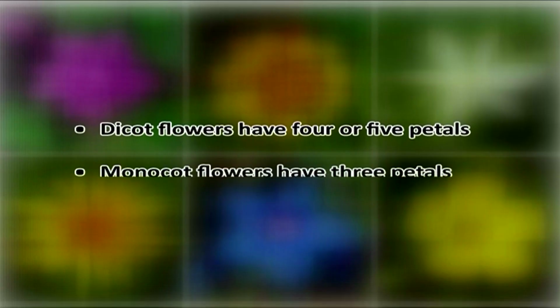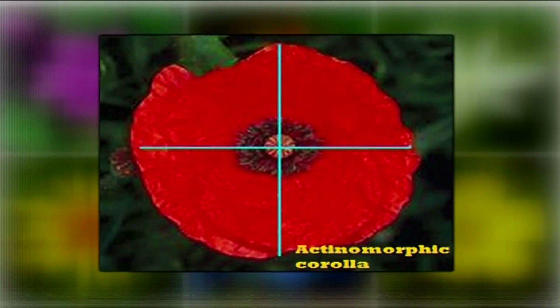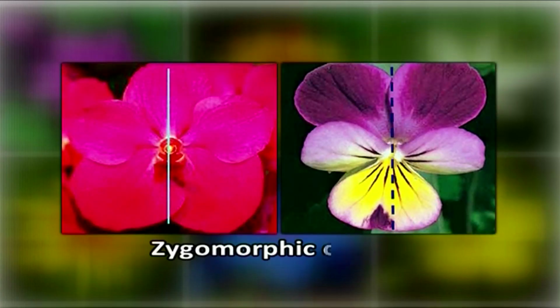For example, flowers in dicots most frequently have 4 or 5 or their multiple petals, while monocots have 3 or its multiple petals, although there are many exceptions to this. The corolla may be either radially or bilaterally symmetrical. If all of the petals are essentially identical in size and shape, the flower is said to be regular or actinomorphic, meaning ray-formed. Many flowers are symmetrical in only one plane and are termed irregular or zygomorphic.